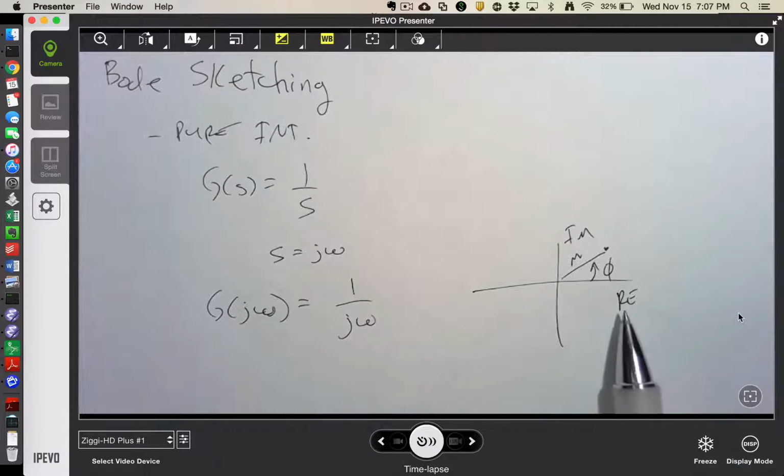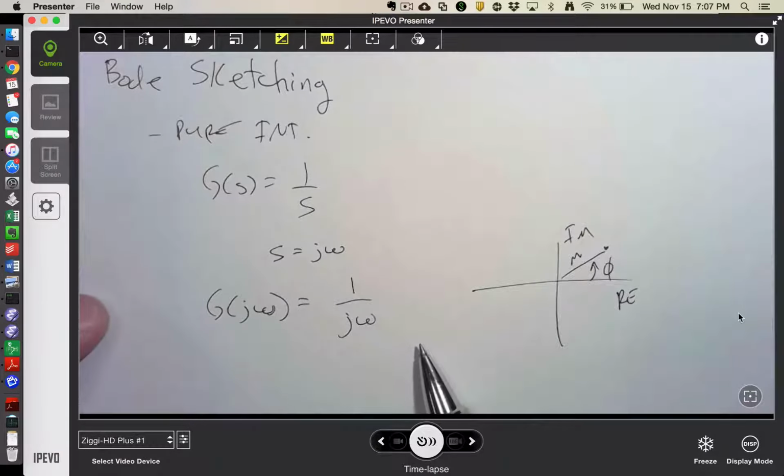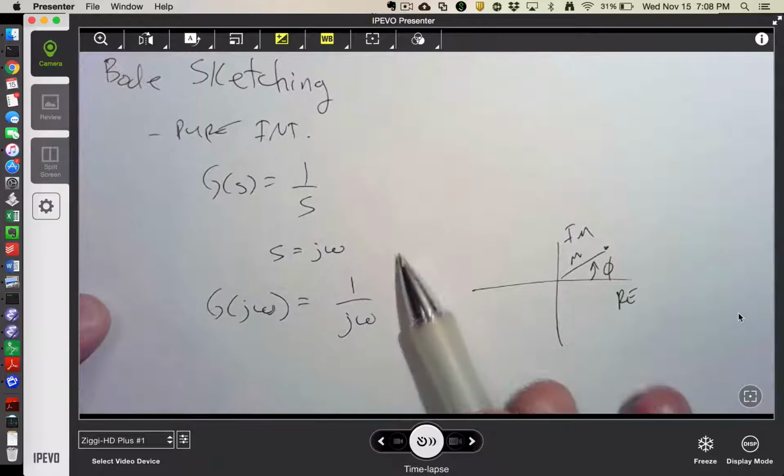The other thing about that is when I'm trying to determine magnitude and phase, especially phase, it really doesn't go well to have a j in the denominator. So we're always going to want to multiply by the complex conjugate or something, numerator and denominator.